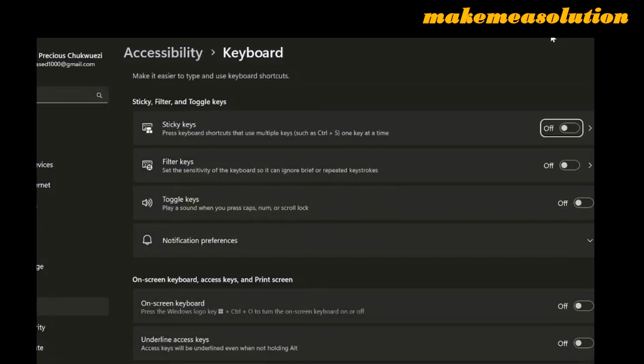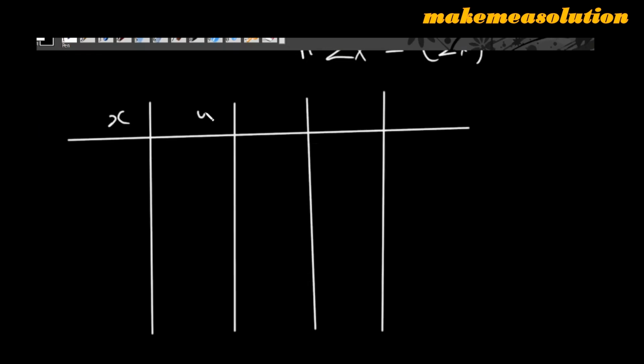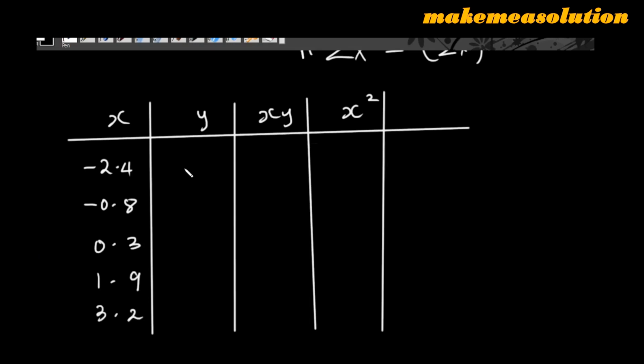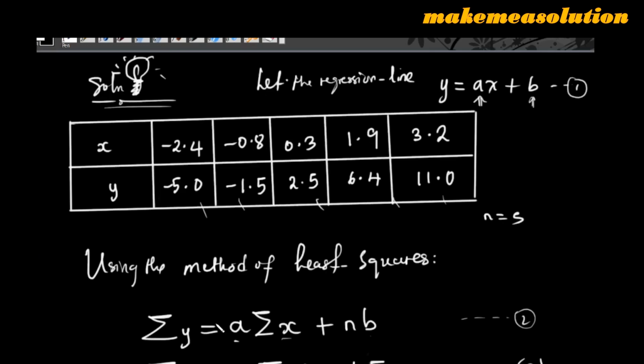For this table, what I need is x, y, xy, and x squared. The values for x, I'll just write them fast. You have negative 2.4, negative 0.8, you have 0.3, you have 1.9, and you now have 3.2. Now the values for y are minus 5, minus 1.5, 2.5, 6.4, and 11. Is that okay? So those are the values that you have.